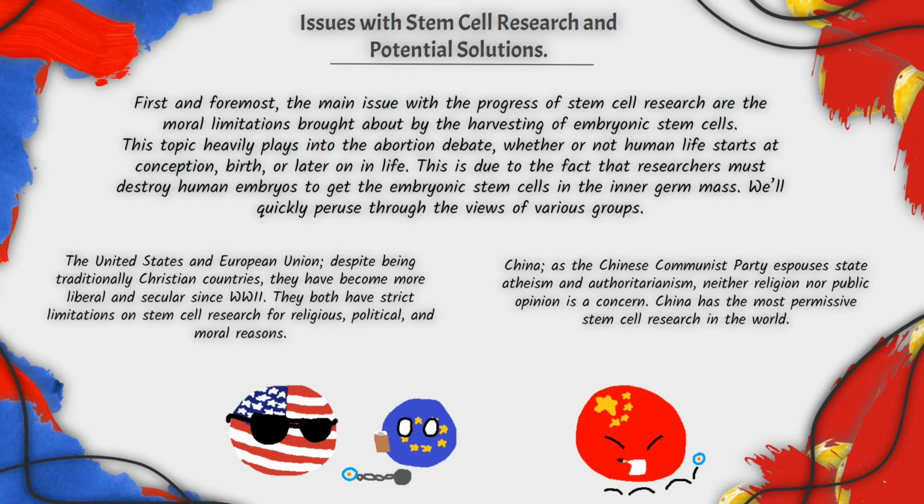We'll quickly peruse through the views of various groups. First off, we have the United States and the EU. Despite being traditionally Christian countries, they have become more liberal and secular since World War II. They are both known for their progressive policies, and both have strict limitations on stem cell research for moral, religious, and political reasons. Next, we have China. As the Chinese Communist Party espouses state atheism and authoritarianism, neither religion nor public opinion is a concern for them. As a result of this, China has the most permissive stem cell research in the world.